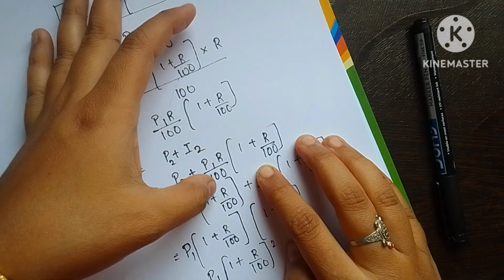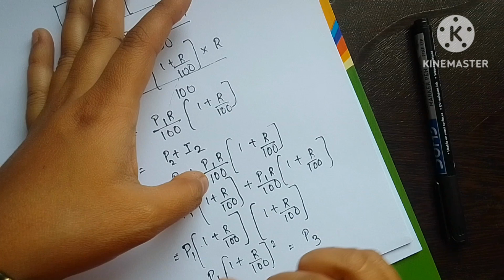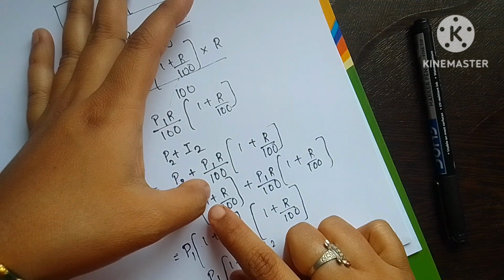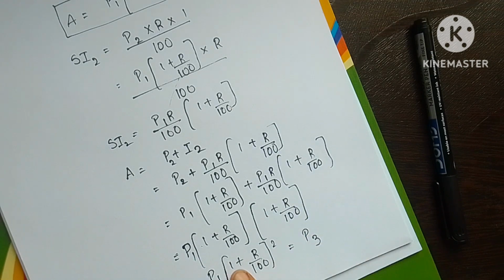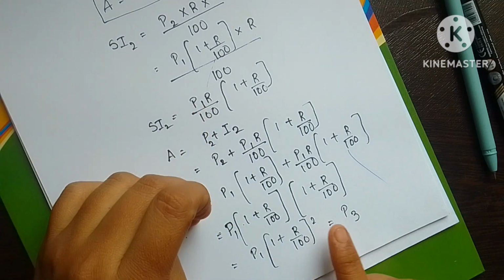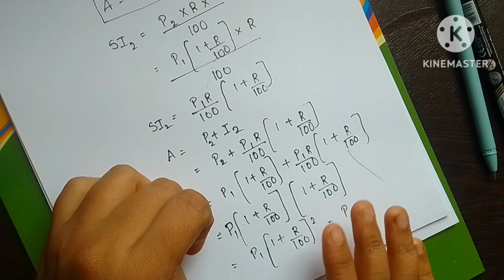So what is left now? If I take out all this common, what is left? 1 plus R by 100. 1 plus R by 100 is common. So how many times is 1 plus R by 100 there? Two times it has repeated. So it is P3. This is the amount we calculated for 2 years.